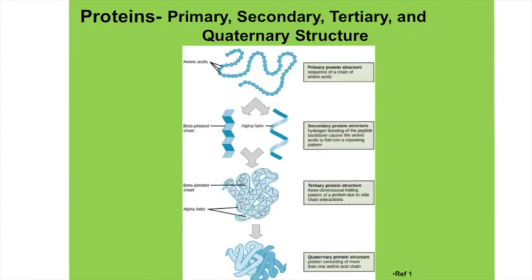Okay, so just to review what we said, the primary structure of the protein is just the sequence of amino acids, and that determines how the protein folds. Your secondary structure are your alpha helices and beta sheets. Your tertiary structure is the overall 3D conformation that your protein adopts, and then your quaternary structure is when you have more than one polypeptide form a complex to form the protein.